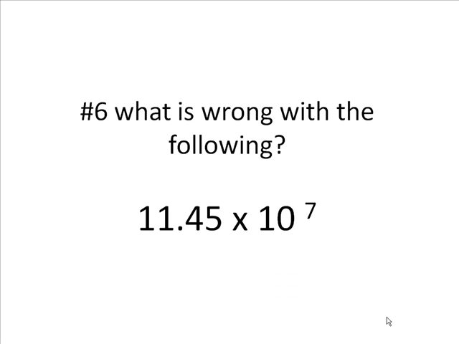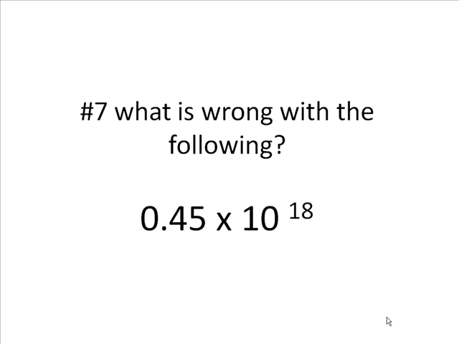What is wrong with the following? It is a number. It's not scientific notation. There should be a single digit in front of the decimal. Here we have 11, which is 2 digits in front of the decimal. What is wrong with the following? There is not a single digit, 1 to 9, in front of the decimal. This is a number, but it is not in scientific notation.